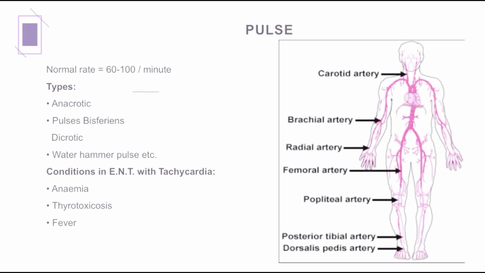The components of pulse are anacrotic wave, tidal or percussion wave, dicrotic notch, and dicrotic wave. Normal pulse rate is 60 to 100 per minute. And there are several types of pulse, for example, anacrotic pulse, bisferiens, dicrotic, water hammer pulse, etc. Conditions like anemia, thyrotoxicosis, and fever are most frequently associated with tachycardia.